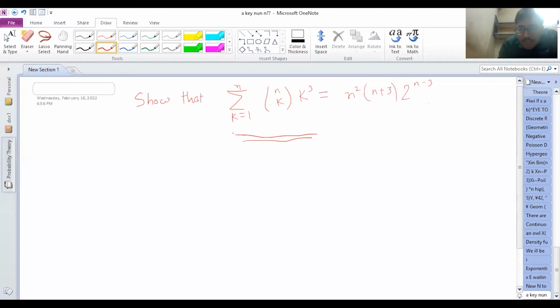So we have been asked to show that the summation k equal to 1 to n of n choose k times k cube is equal to n square times n plus 3 times 2 power n minus 3.